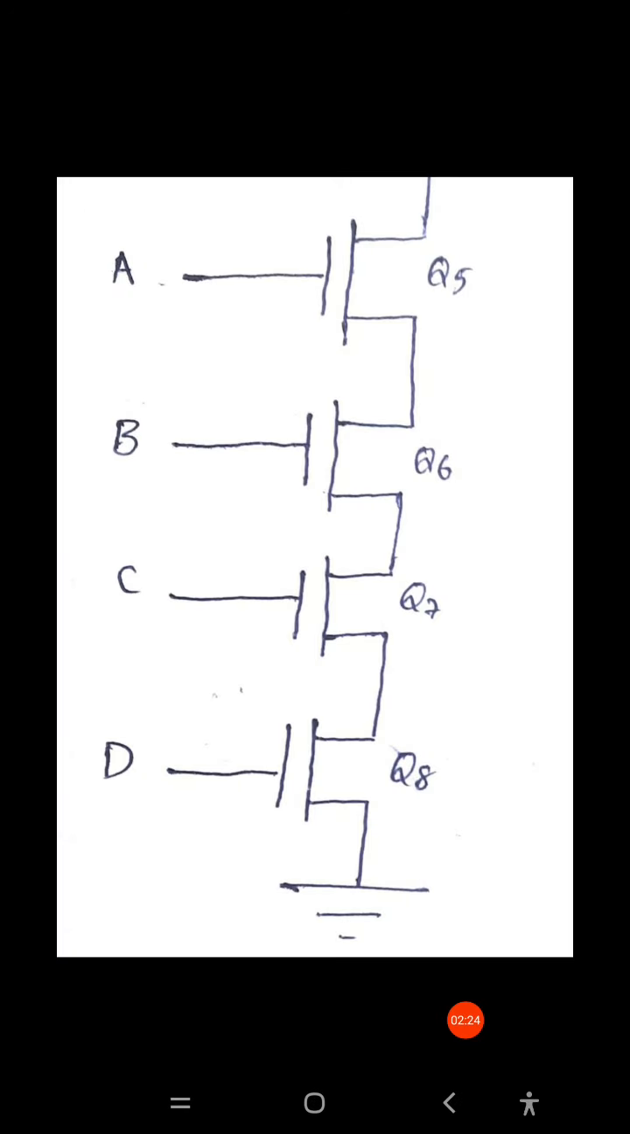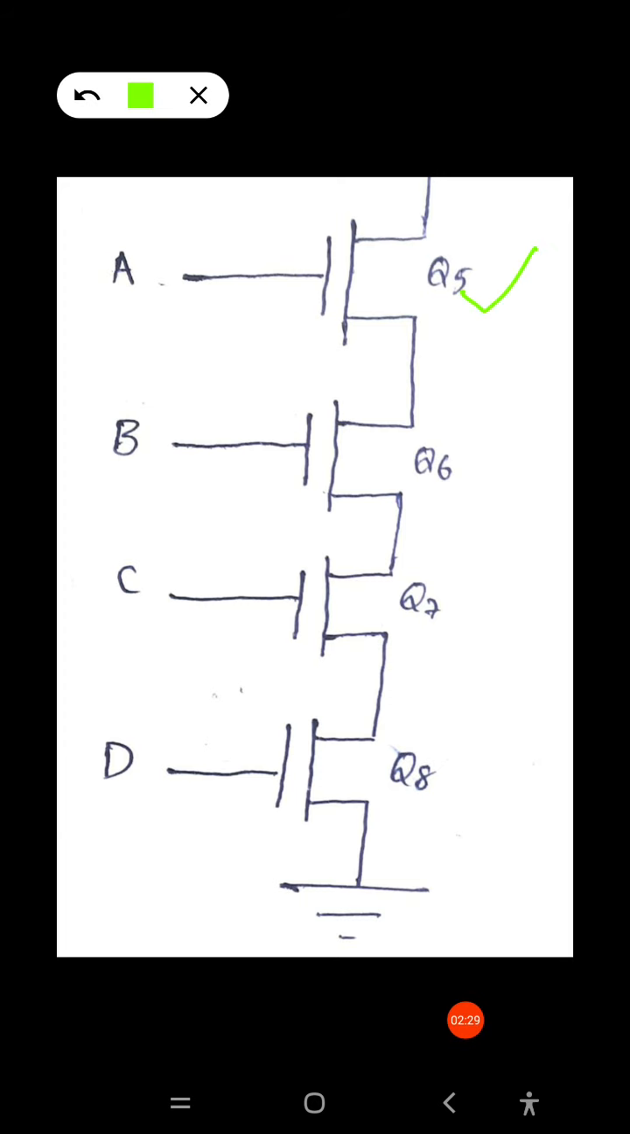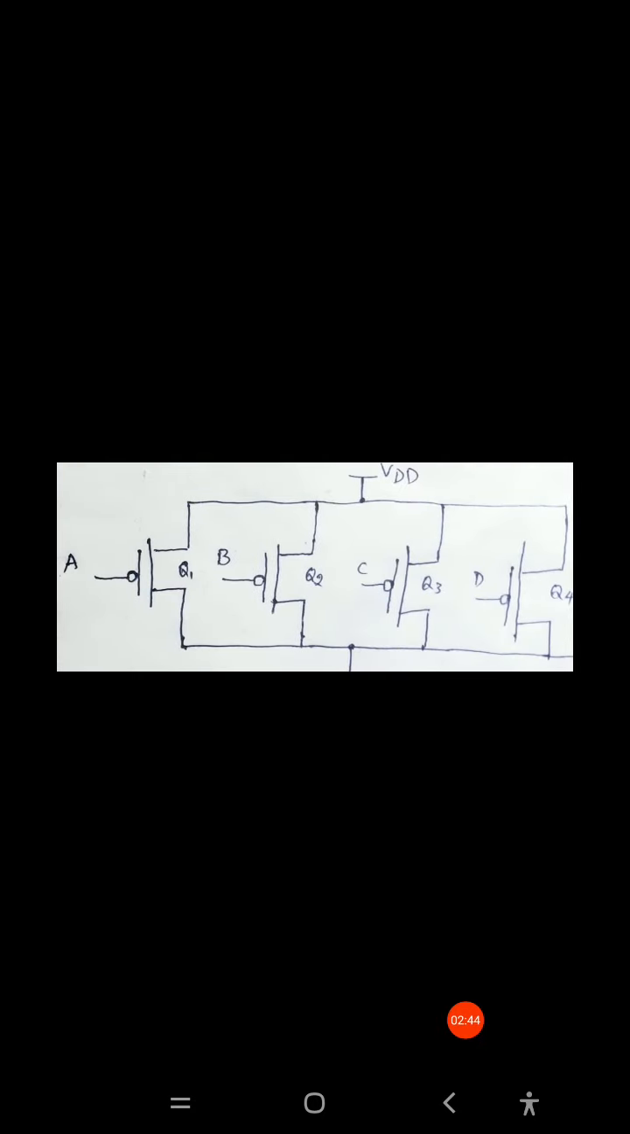And next, the NMOS transistors should be connected in series. So in this way we connect the NMOS transistors, that is Q5, Q6, Q7, Q8, all connected in series. This one is the pull down network. Here the NMOS transistors are connected in series and the PMOS transistors are connected in parallel, and this one is the pull up network.